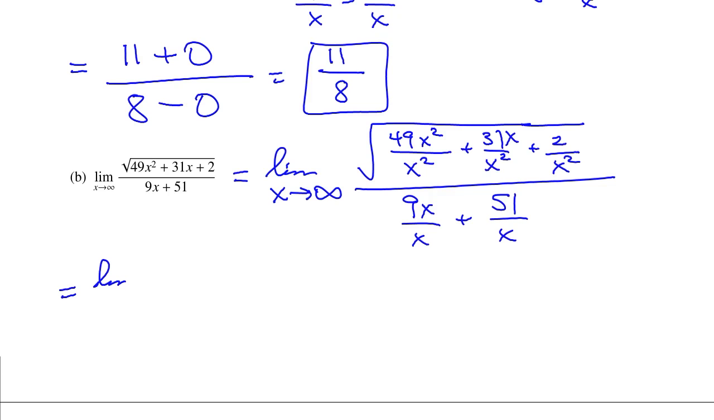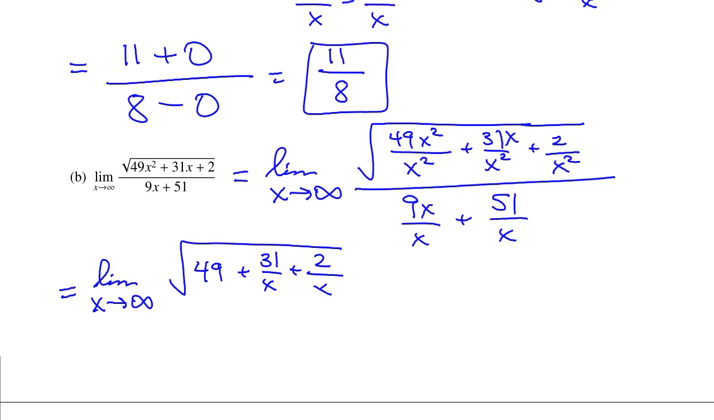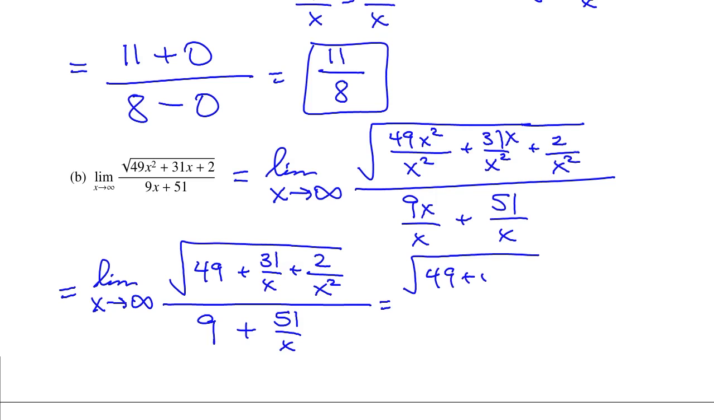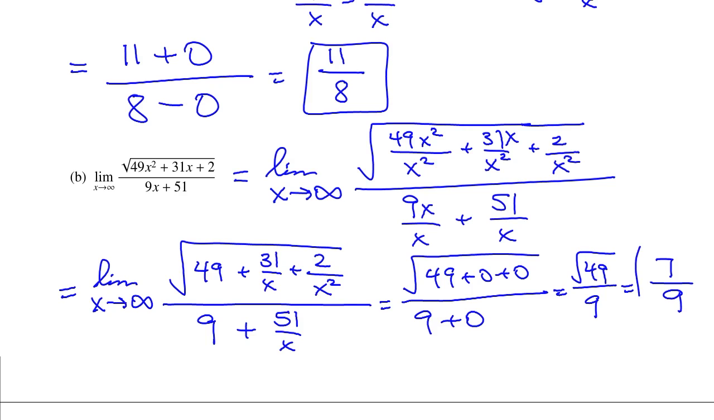Simplify. Now, any term that still has x on the bottom goes to 0. So this is going to be 49 plus 0 plus 0 divided by 9 plus 0, which is the square root of 49 over 9, which is 7 over 9.